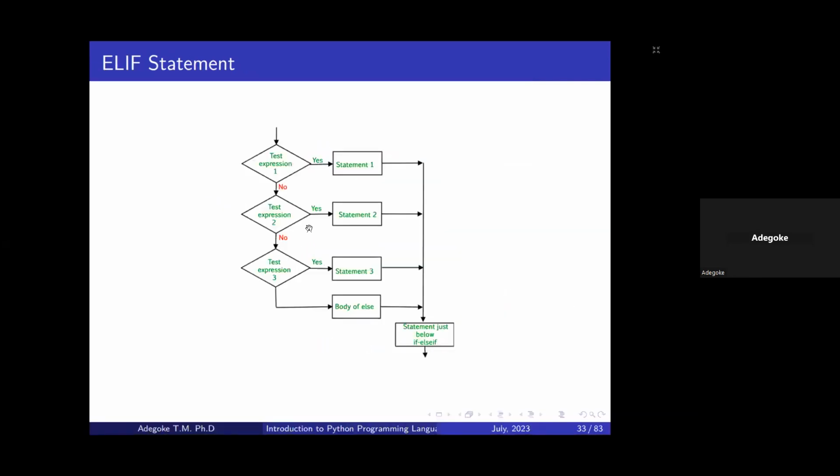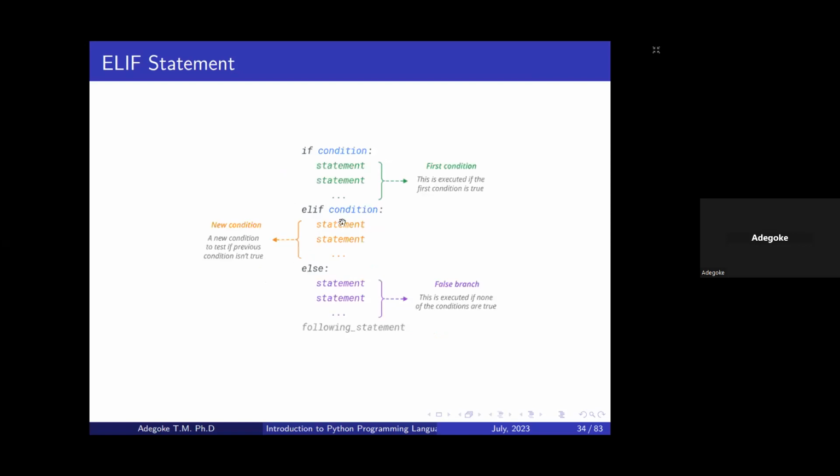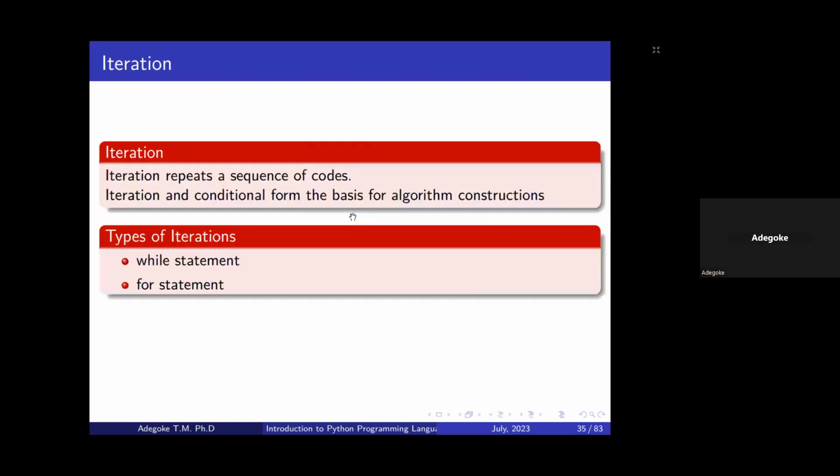So then we have multiple if statements, as we looked at today. That is the test expression, yes, statement 1. If no, then it will check the second condition, statement 2. If your second statement is not fulfilled, you check the third expression, statement 3. Then that is when we have the if elif statement. This is the syntax, as we have seen. This is the syntax for the if elif statement.